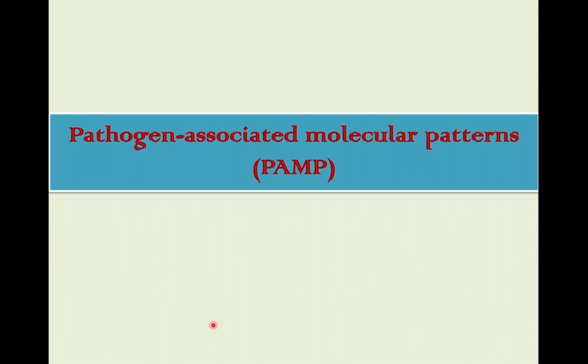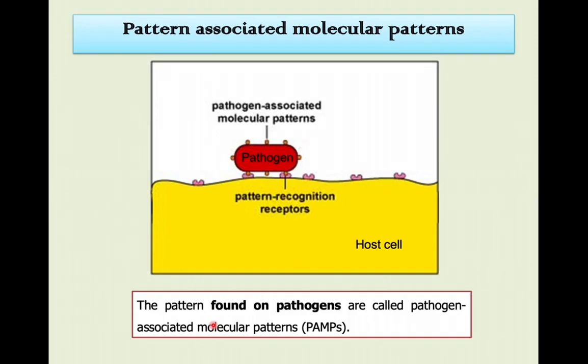Okay, next is pathogen associated molecular patterns, PAMP. PAMPs are found on pathogens. For example, this is the host, and this is the PRR, pattern recognition receptor, like TLR for example. So TLR will recognize PAMP, pathogen associated molecular pattern.